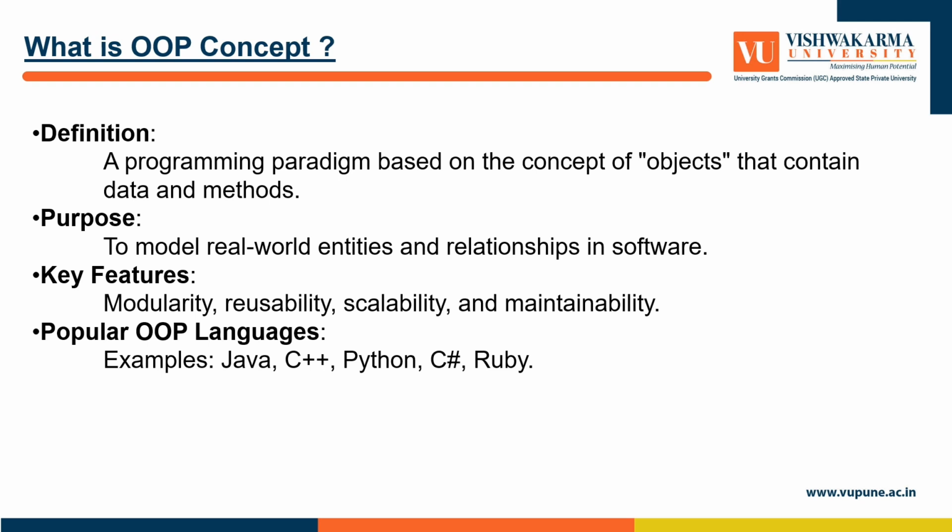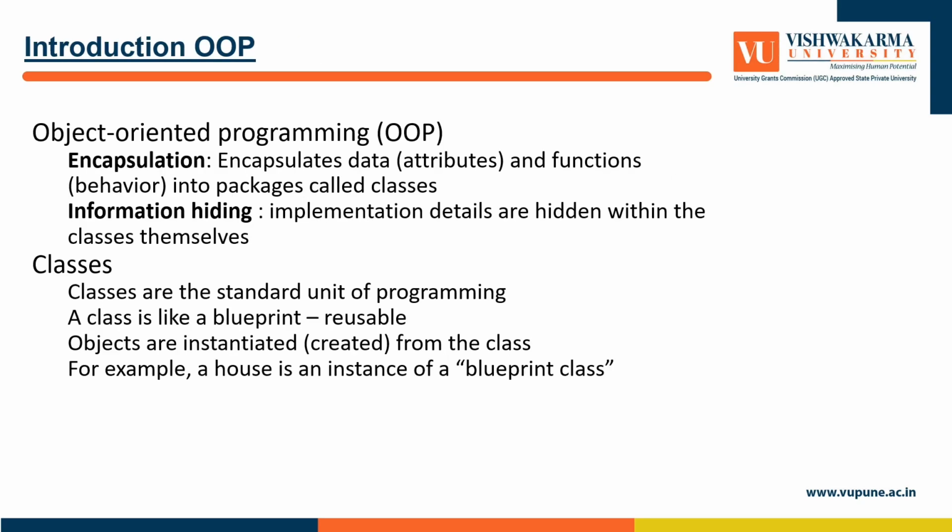Core OOP concepts. Now let's dive deeper into the core concepts of OOP, starting with encapsulation and classes. Encapsulation is the bundling of data and methods into a single unit called a class. It ensures information hiding, where internal details of how something works are hidden, exposing only what's necessary to the outside world. This protects data and improves security. For example, in a car class, the attributes like brand and year are encapsulated along with methods like drive. From the outside, you only interact with these defined methods without worrying about how they are implemented internally.